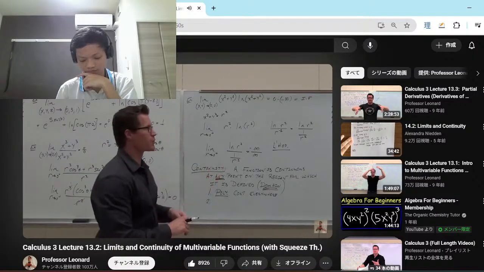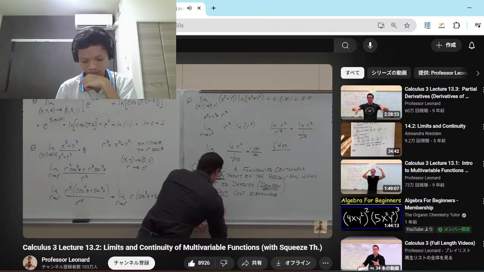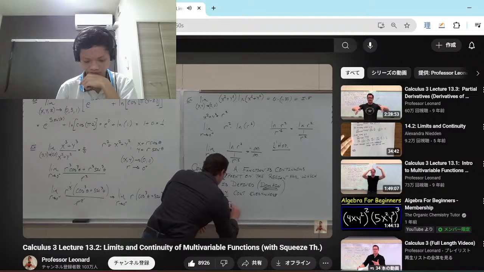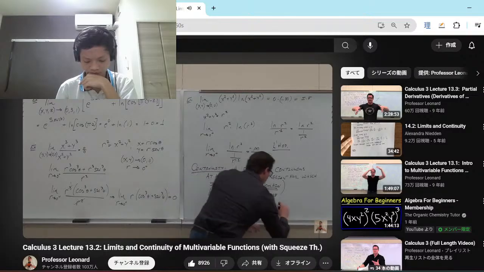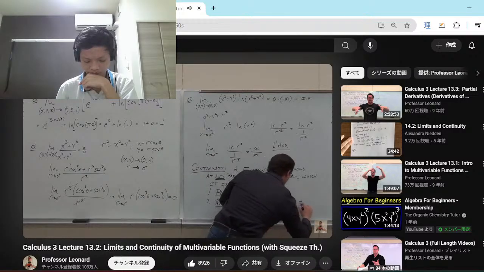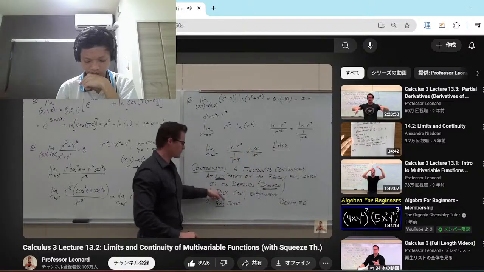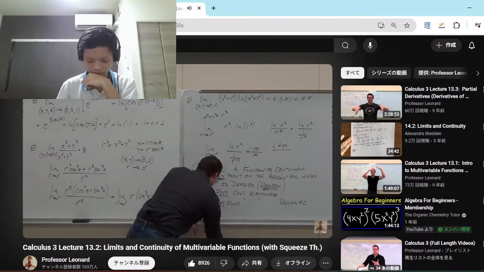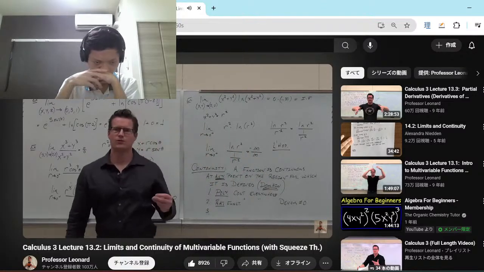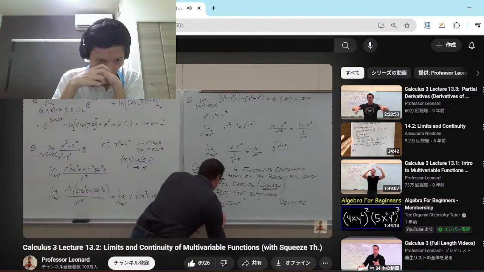Rational functions are continuous everywhere where the denominator is not 0. Polynomials are continuous everywhere. Rational functions are continuous everywhere the denominator is not 0. And third, continuity holds for compositions of continuous functions.